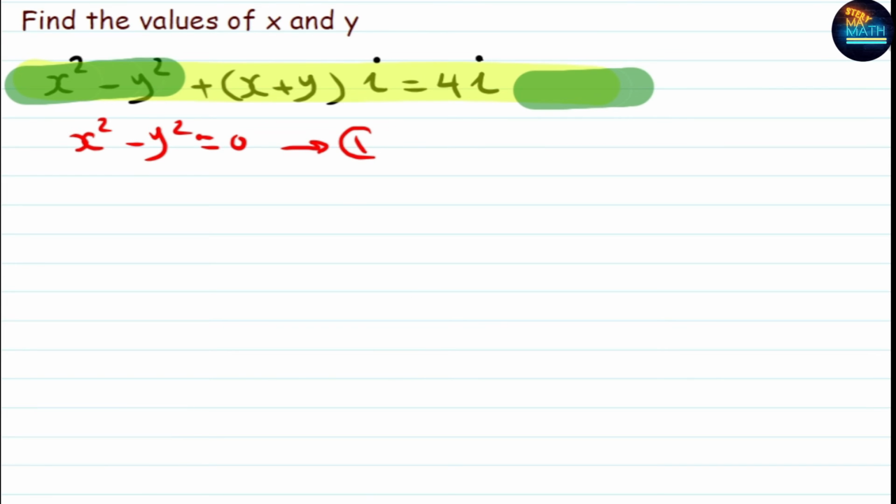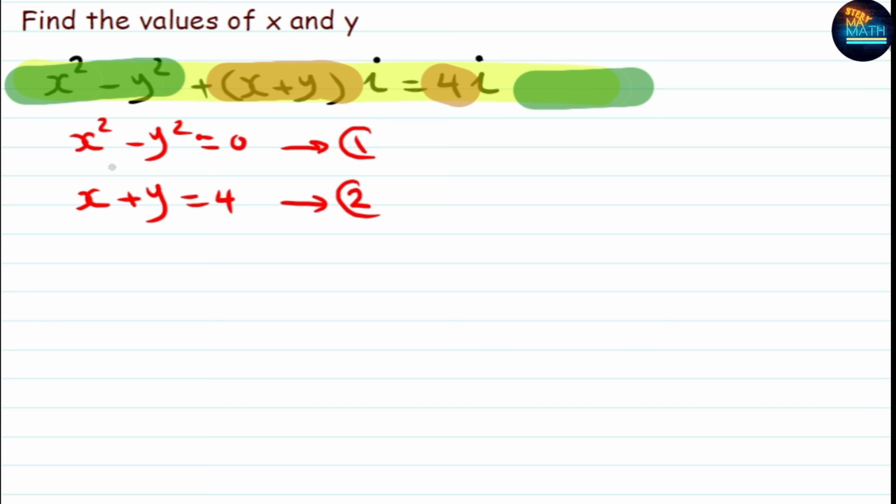And the imaginary parts, I mean the terms with i, x plus y in the left-hand side, and 4 on the right-hand side. So x plus y is equal to 4. All right. Remember this equation of the first degree and this one of the second degree. So here you can get one variable of the first degree and you can substitute it in the second degree.